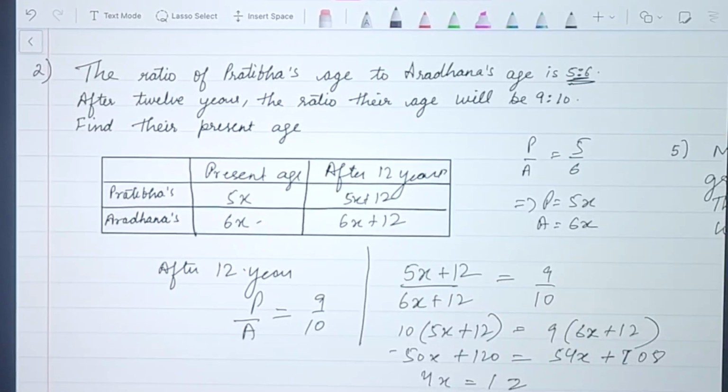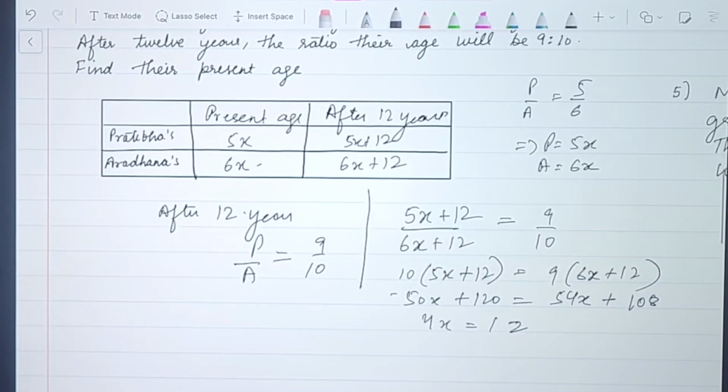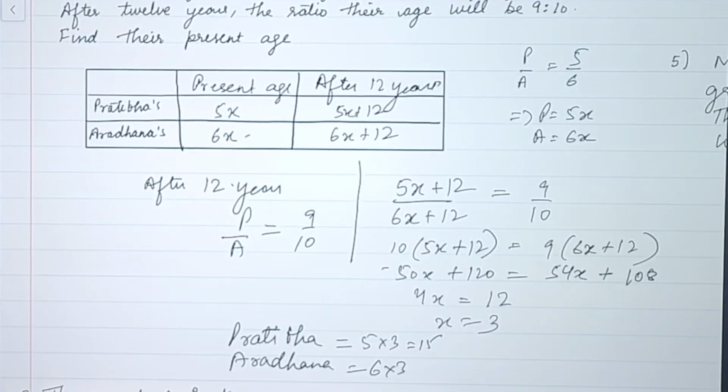Sorry, this is 70. 9 12s are 108. Yes. And we get here 12 x is equal to 3. So that means Pratibha's age is 5 into 3, that is 15. And Aradhana's age is 6 into 3, that is 18.